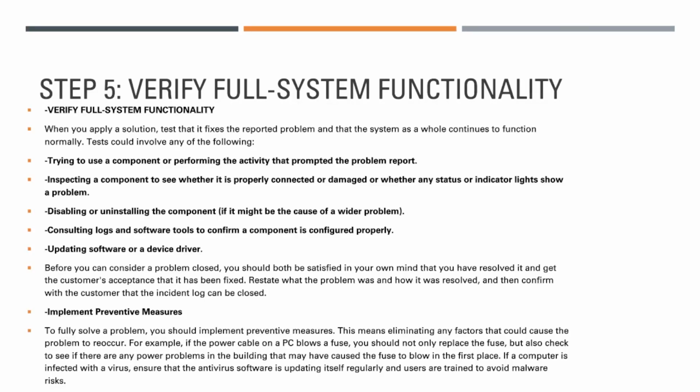To fully solve a problem, you should implement preventative measures. This means eliminating any factors that could cause the problem to reoccur. For example, if the power cable on a PC blows a fuse, you should not only replace the fuse but also check to see if there are any power problems in the building that may have caused the fuse to blow in the first place. If a computer is infected with a virus, ensure that the antivirus software is updating itself regularly and users are trained to avoid malware risks.